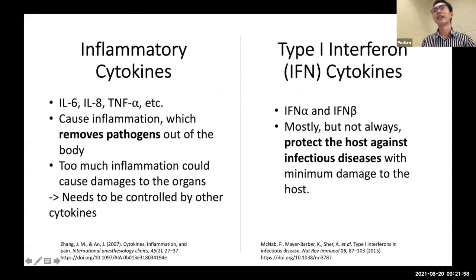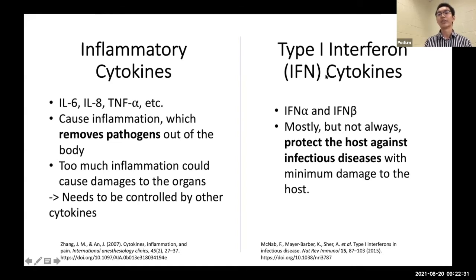We're particularly interested in two kinds of cytokines, inflammatory cytokines and type 1 interferon cytokines. Inflammatory cytokines, like these three, are the ones that cause inflammation, which is the process by which your body removes pathogens. But you know from your doctors that too much inflammation could cause damage to your organs. So these cytokines need to be controlled by other cytokines. That's when these cytokines come in.